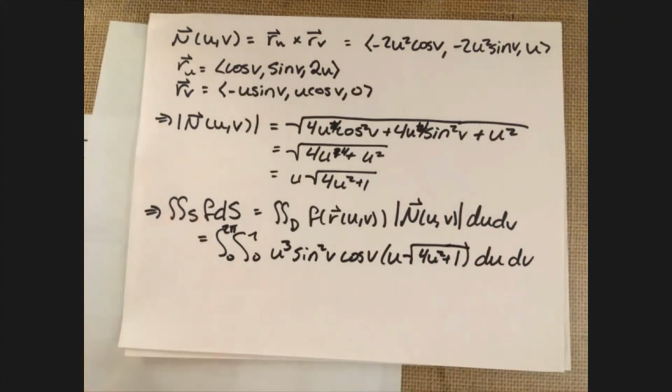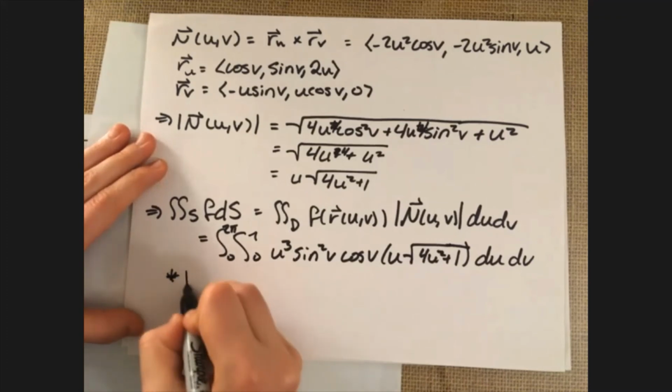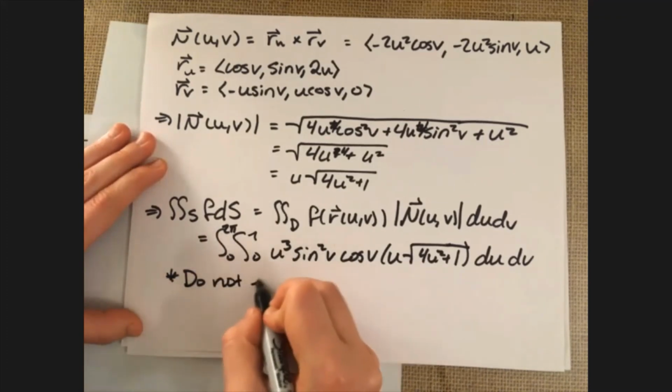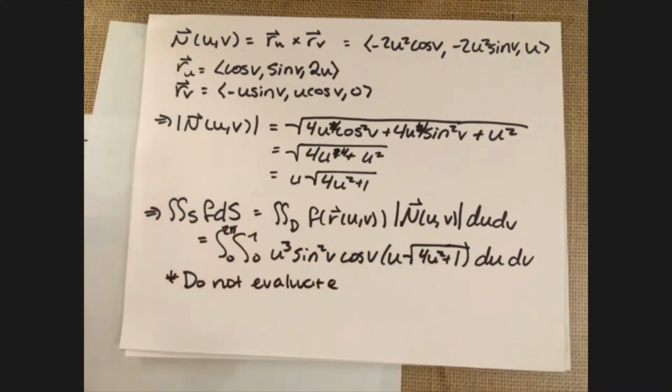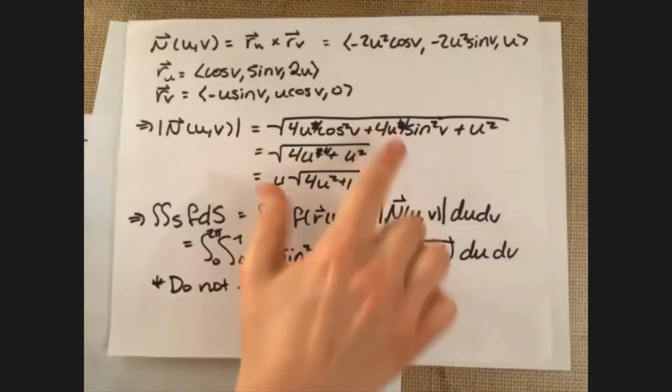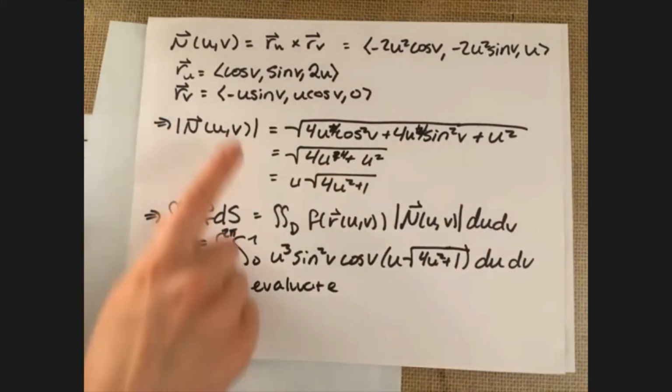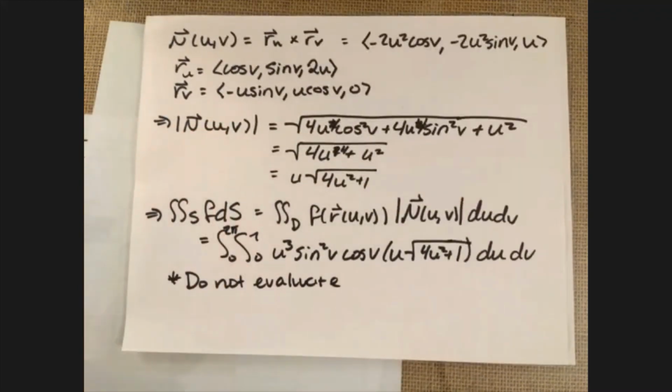The goal with this one was really just to set it up. Maybe I should have written that down explicitly at the beginning. Don't evaluate this, please. And I think you'll find that more often than not, you're actually not able to evaluate these integrals just because you do wind up with all of these strange pieces that pop out from taking the length of n of u v, which was the cross product and all of that.